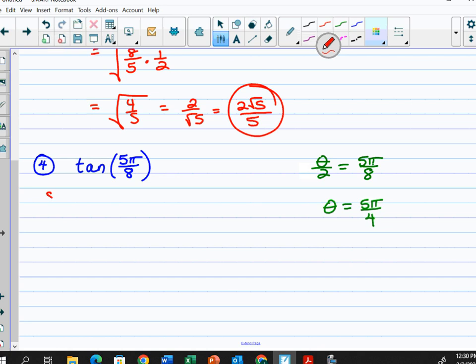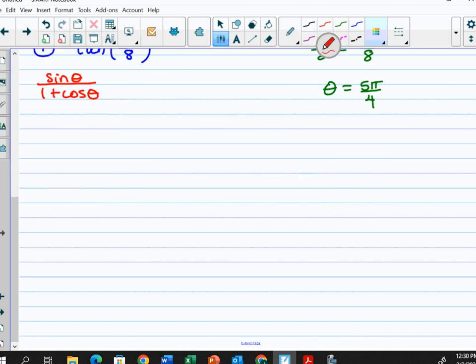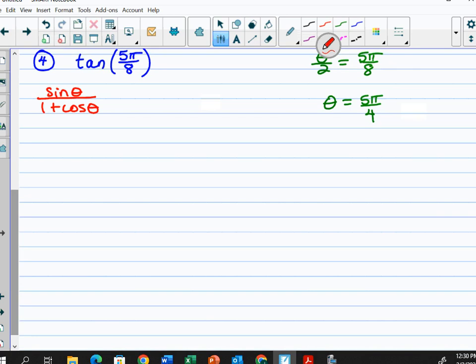First I'll plug it into, I think a lot of you use this formula, sine of theta over 1 plus cosine theta. Did some of you do that? Yes, okay. So that means the sine of 5 pi over 4 over 1 plus the cosine of 5 pi over 4. So that's negative root 2 over 2 over 1. It ends up being minus root 2 over 2. Are we okay with that?